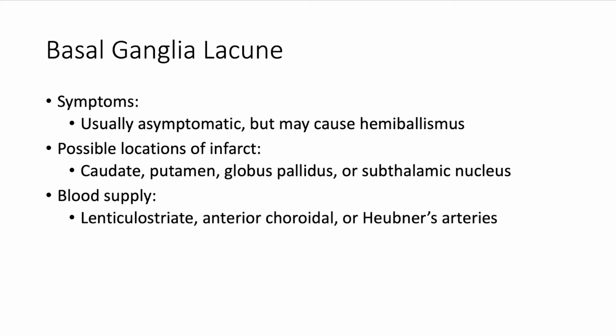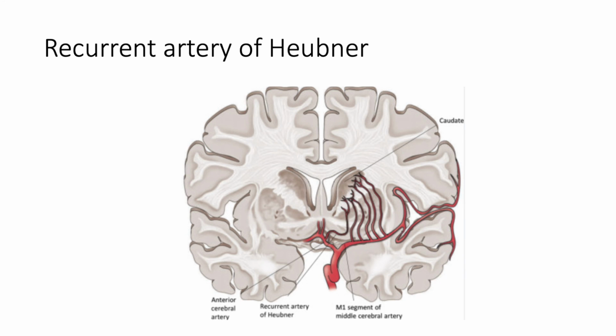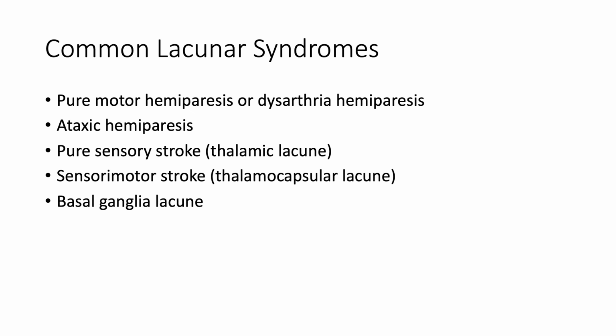Basal ganglia lacunes can occur in the caudate, putamen, globus pallidus, or subthalamic nucleus. These areas are supplied by the lenticulostriate, the anterior choroidal, or Hübner's arteries. We already talked a little about the first two, but Hübner's arteries are small blood vessels that arise from the anterior cerebral artery, or ACA. So now we've covered all 5 common lacunar syndromes.